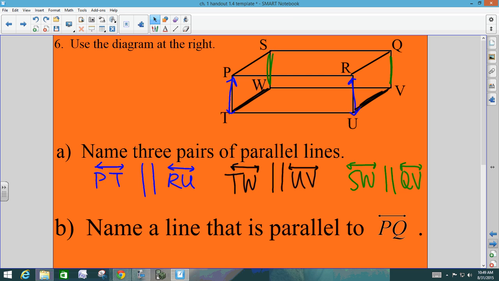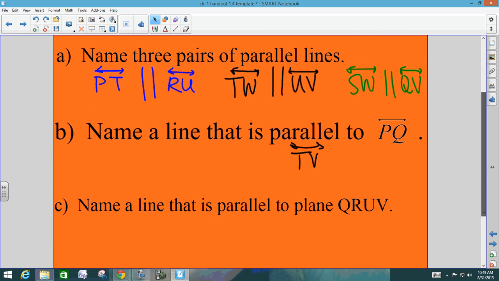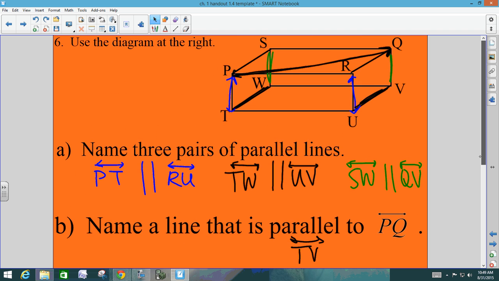B, which line is parallel to line PQ? Here's PQ. TV. Good. Line TV would be parallel to line PQ. You could do VT. Yep, you just gotta make sure you have your double arrows since it's asking for a line. And then C says name a line that's parallel to plane QRUV.